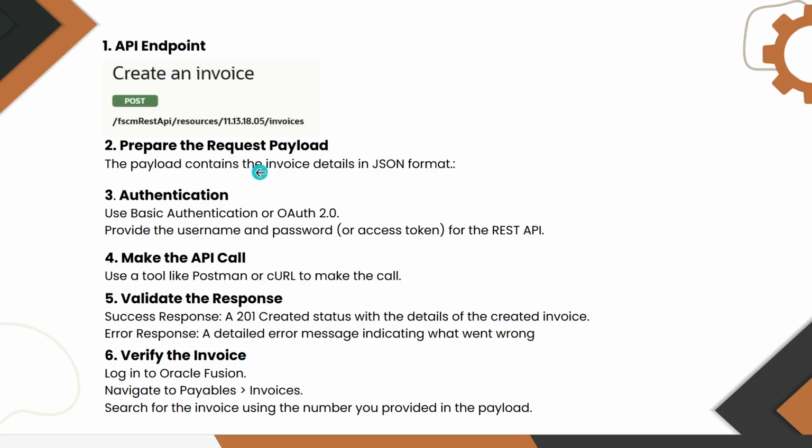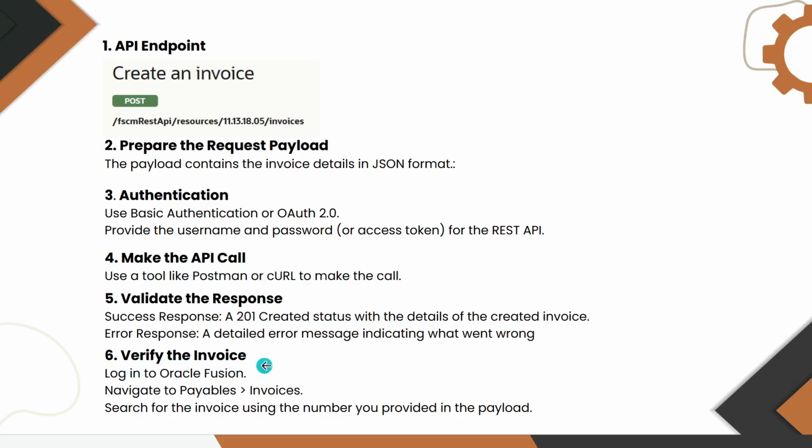We have to prepare the request payload with the invoice details, that is, what details we have to fill. Third, we have to put in the authentication. Use basic authentication or OAuth 2.0. That means we have to give the credentials of Oracle Fusion. Then we have to make the call. We hit the send button. And the fifth step is to validate the response. Suppose we get 201, that means our API call worked and the invoice is created.